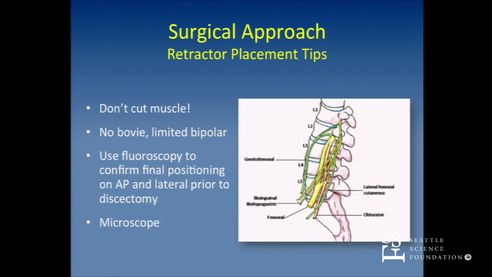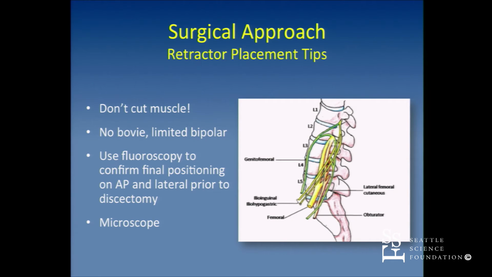So other key points here, don't cut muscle. If you cut muscle, that will obviously cause weakness. And if you cut muscle, there may be nerves in there. If neuromonitoring is not picking up or not working right, you could cut a nerve or a sensory nerve. So I don't cut muscle. I don't like to use a bovie. It can cut muscle, nerves, and it creates a lot of heat, which can cause damage to the muscles as well as the nerves. And I use limited bipolar as well.